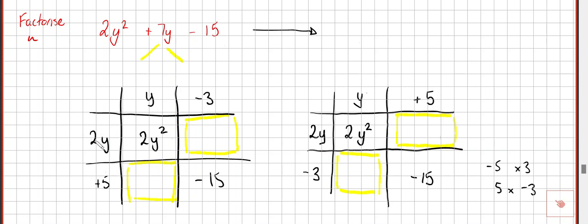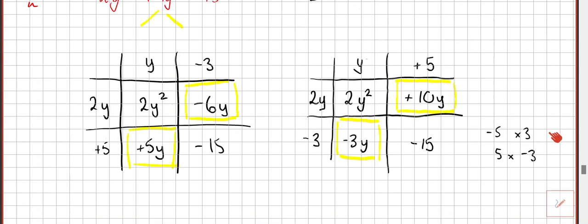So what do I get? 2y's times negative 3 is 6y's, negative. What is it over here? 2y's times 5 is positive 10y's. Okay, what's positive 5 times y? 5y, positive 5y. What's negative 3 times y? Negative 3y. So you can see if we swap those around, we actually get different values in those squares.